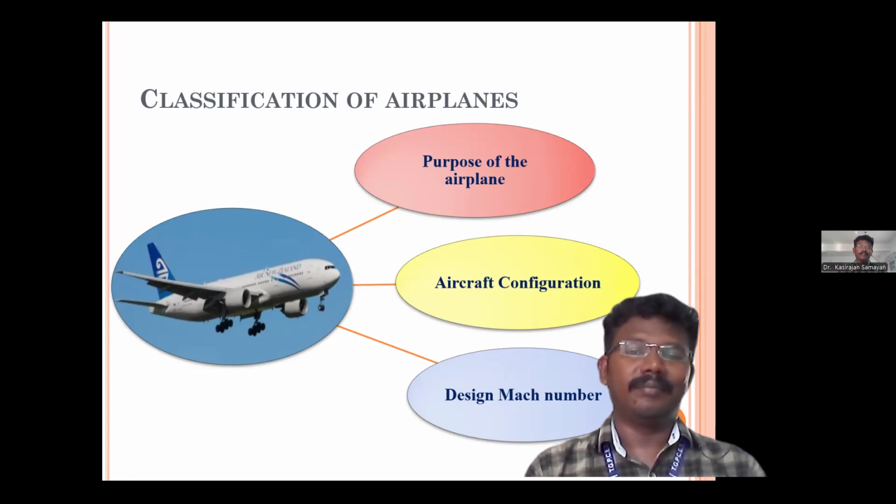If Mach number is greater than one, it's supersonic. Supersonic means the aircraft speed is very high compared to subsonic and sonic. This type of aircraft generally comes under fighter jet aircraft, so fighter jet aircraft have a Mach number more than one. So based upon the speed also we can classify the aircraft.